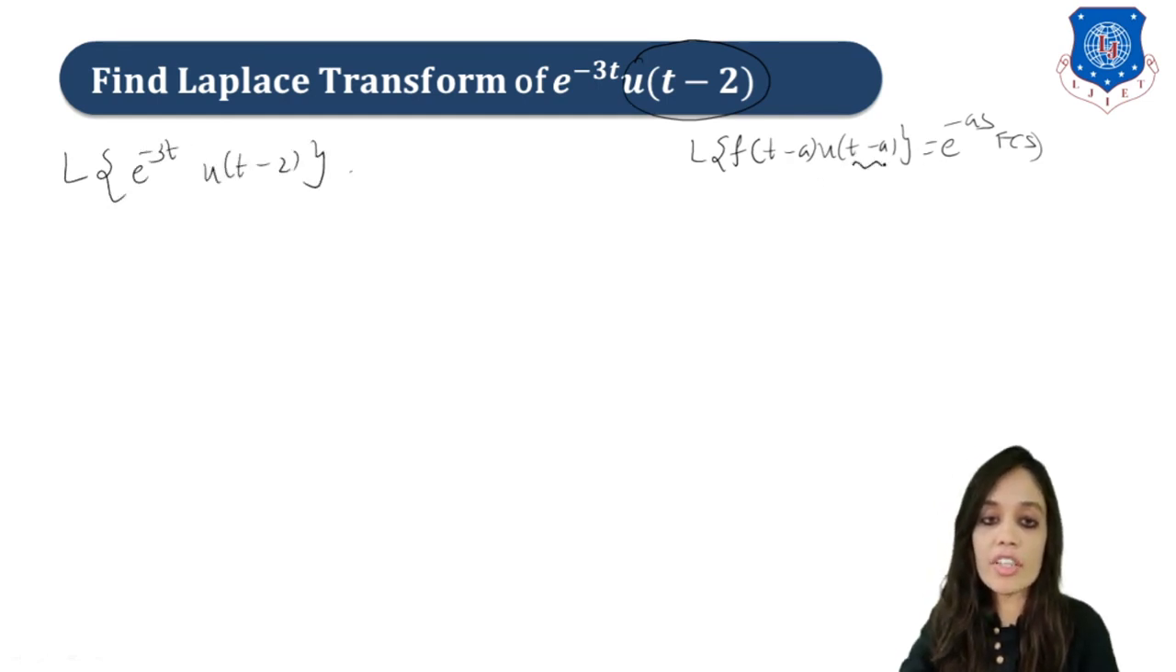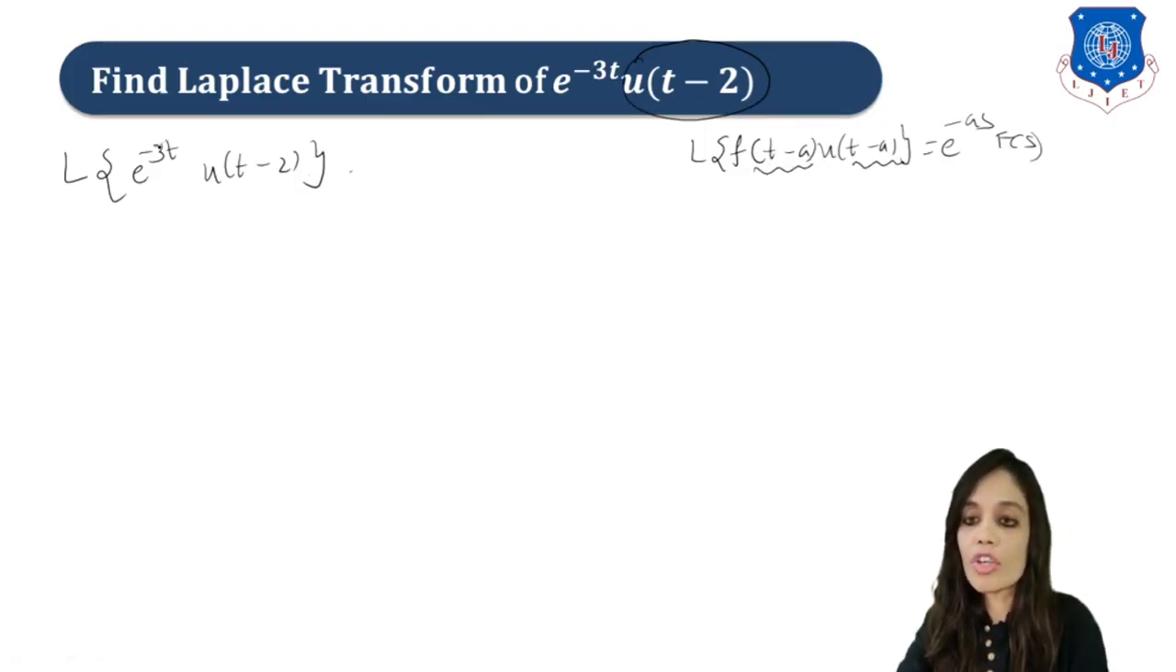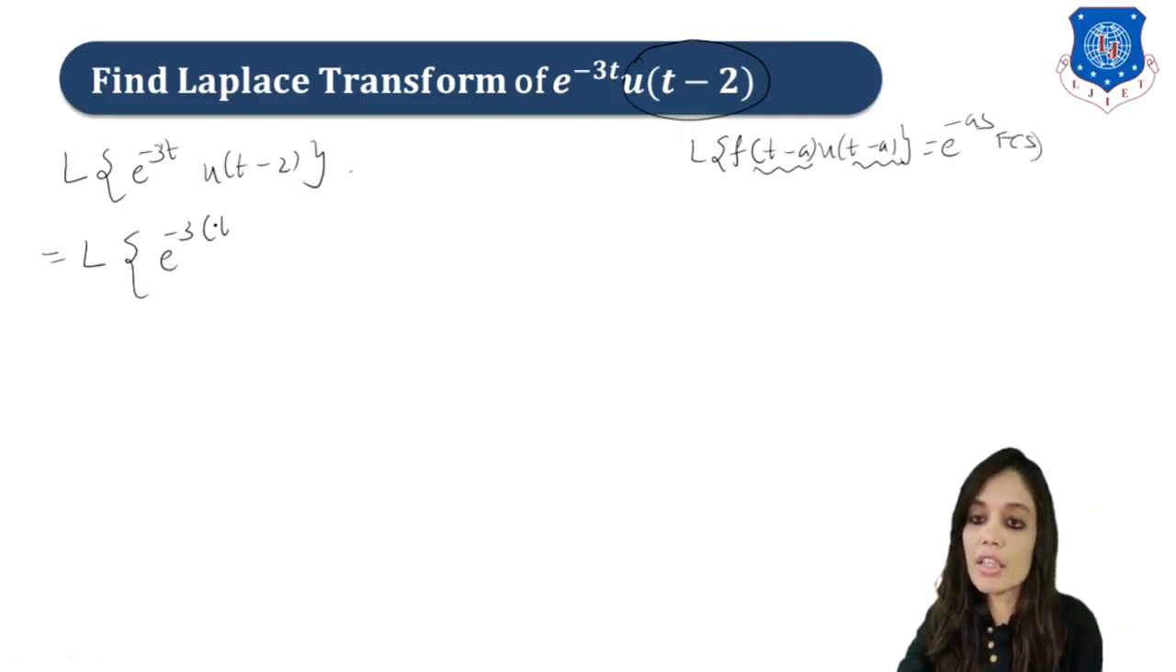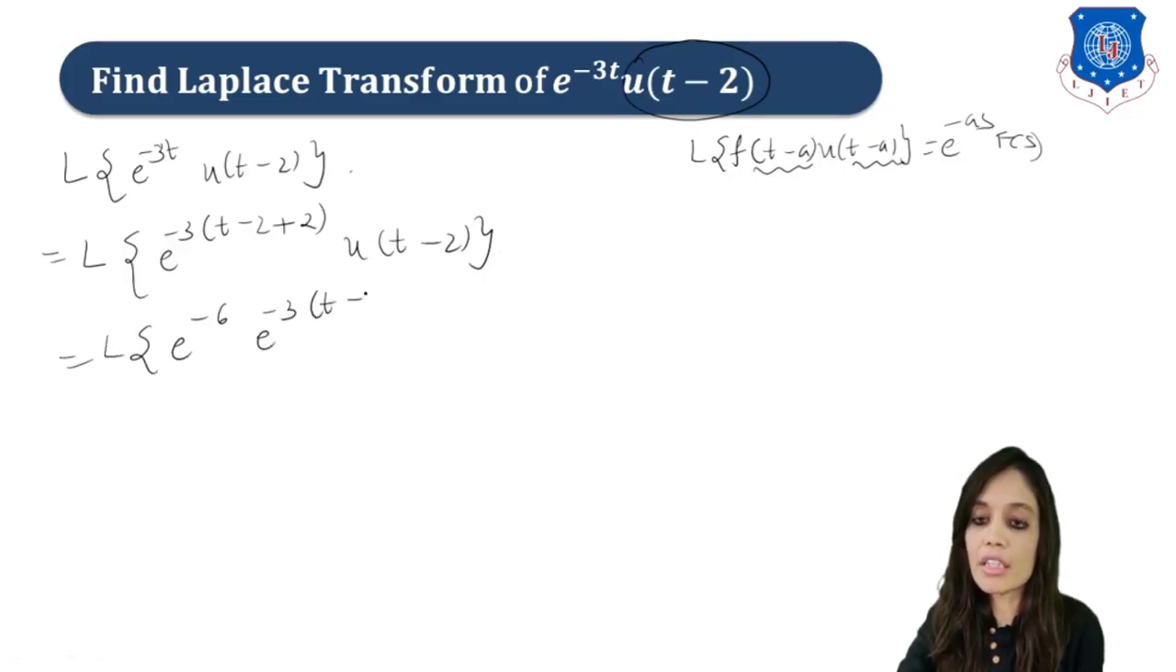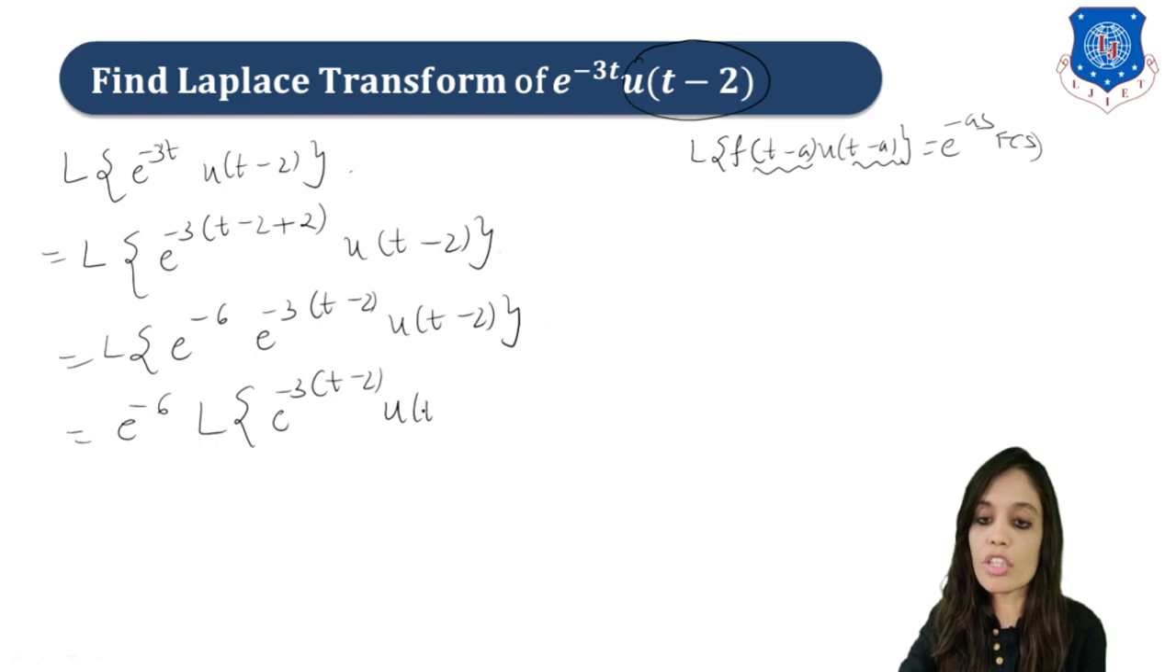Now here you can see whenever there is t minus a in the unit step function, we should also have t minus a in the function. So let us modify this and write it in the form of t minus a. So e raised to minus 3 t minus 2. If you are doing minus 2 you have to do plus 2, ut minus 2, right? Now we can modify this as Laplace of e raised to minus 6 e raised to minus 3 t minus 2 ut minus 2, right? Now this is constant, so we can take it outside, that is e raised to minus 6 outside. Laplace of e raised to minus 3 t minus 2 ut minus 2.